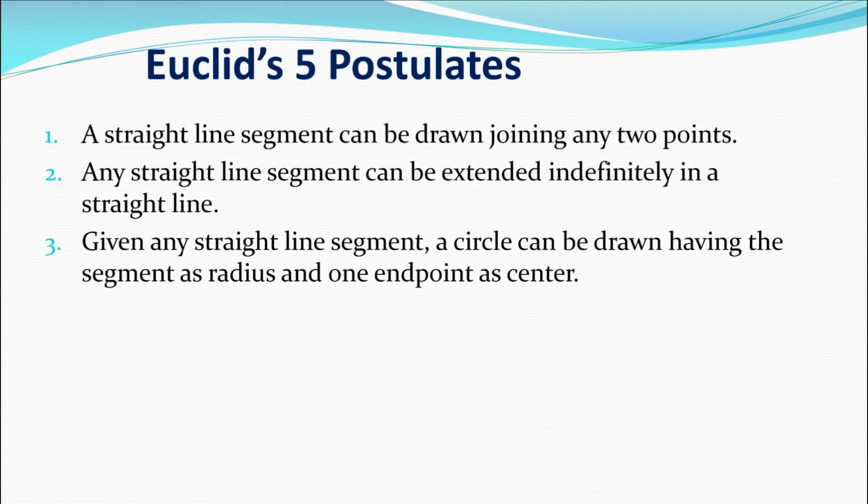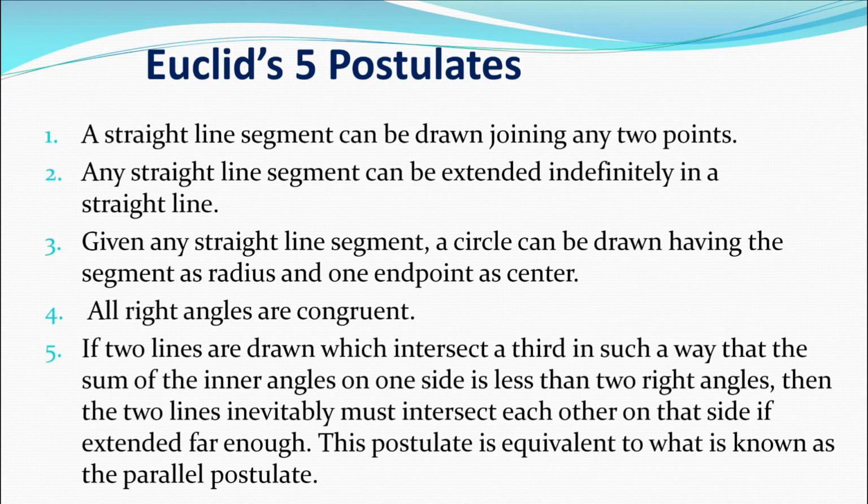Or given any straight line segment, a circle can be drawn having the segment as radius and one endpoint as a center. All right angles are congruent. If two lines are drawn which intersect a third in such a way that the sum of the inner angles on one side is less than two right angles, then the two lines inevitably must intersect each other on that side if extended far enough.